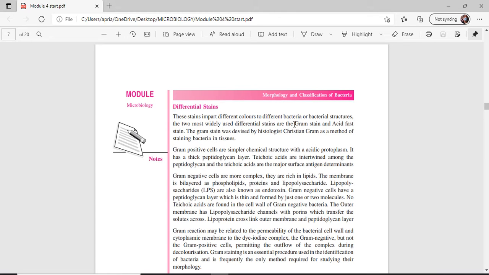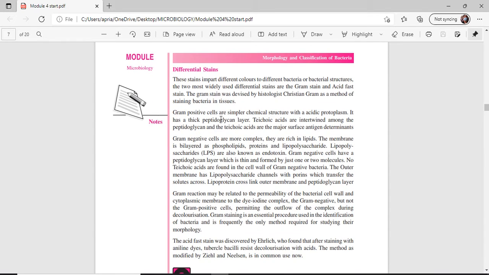Differential stains, where you will know the difference in the color taken by the bacteria. These stains impart different colors to different bacterial structures. The two most widely used differential stains are your Gram stain and your acid fast. The Gram stain, devised by the histologist Christian Gram, is a method of staining bacteria in tissue. Gram-positive cells have a simpler chemical structure with an acidic protoplasm. It has a thick peptidoglycan layer. Teichoic acid is intertwined among the peptidoglycan, and peptidoglycan and teichoic acid are the major surface antigen determinants.